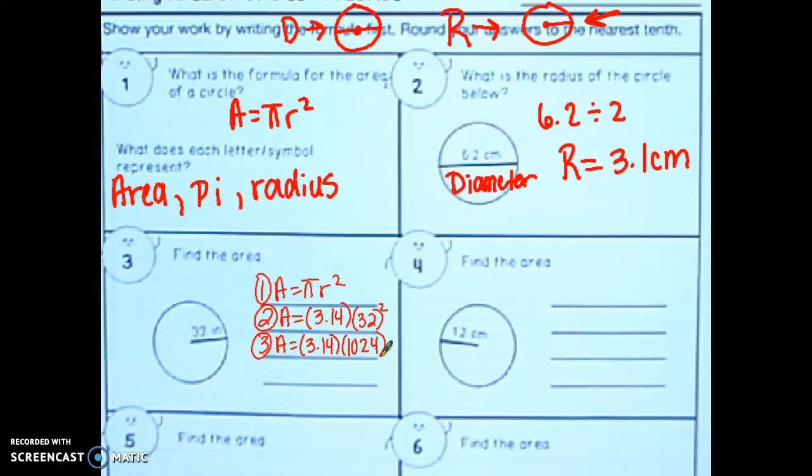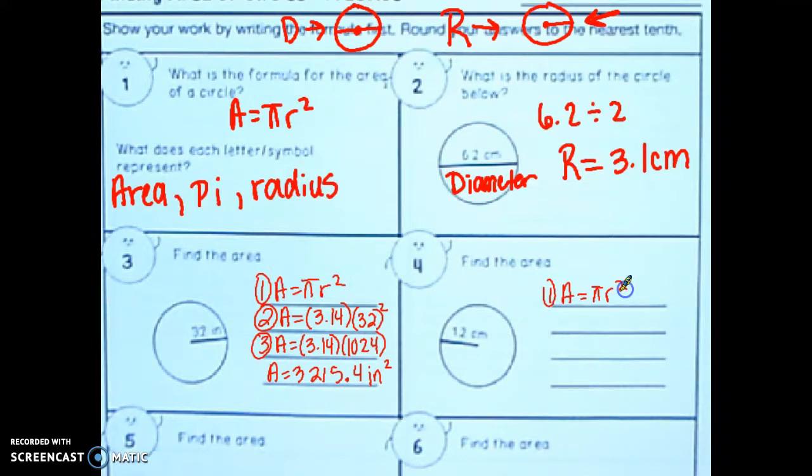I get 3,215.4 inches squared. Now, pause the video, try number 4, and once you're finished, hit play and check to make sure you got the right answer. Number 4, first thing we do is write down the formula.